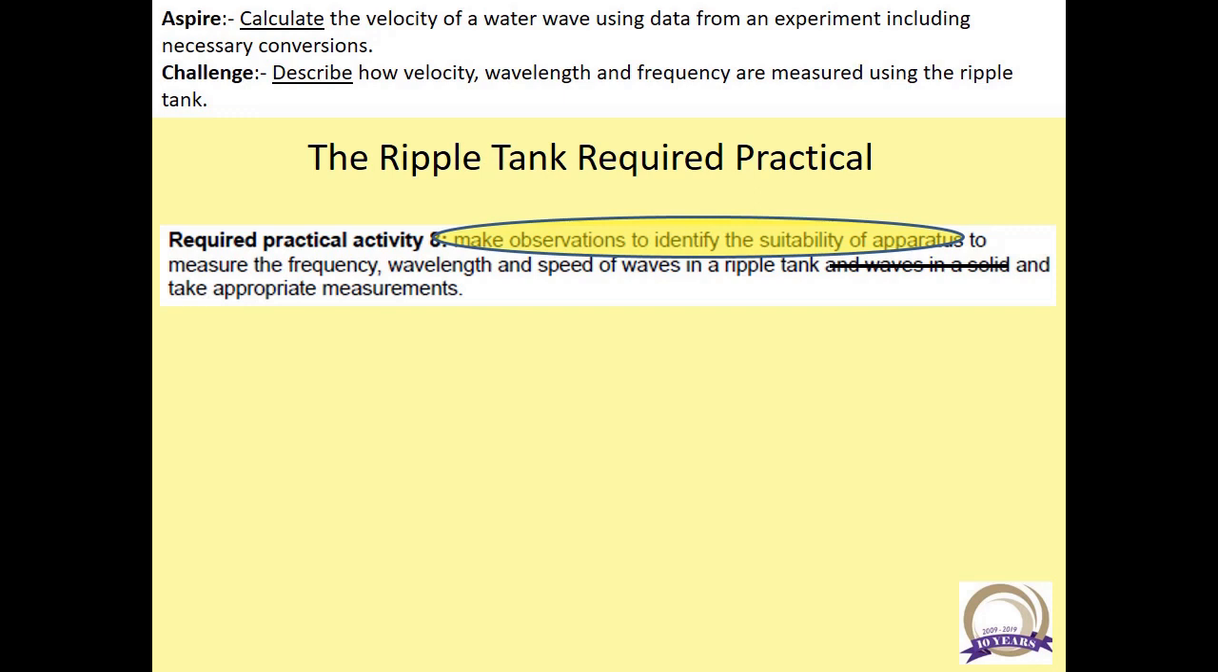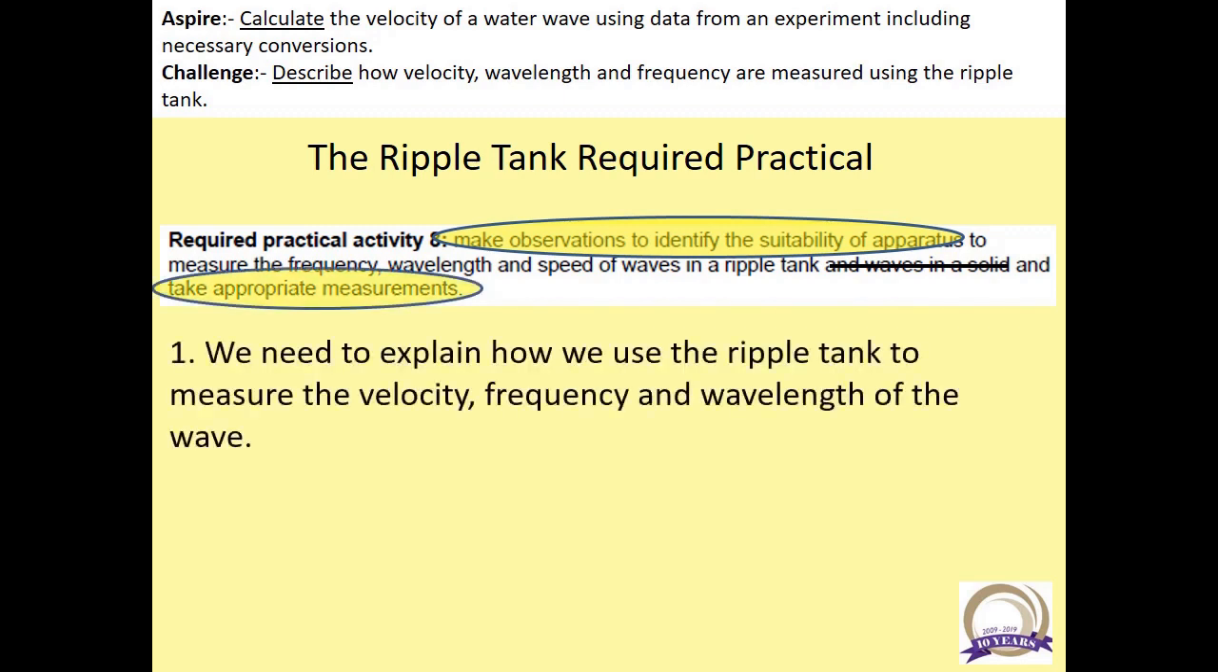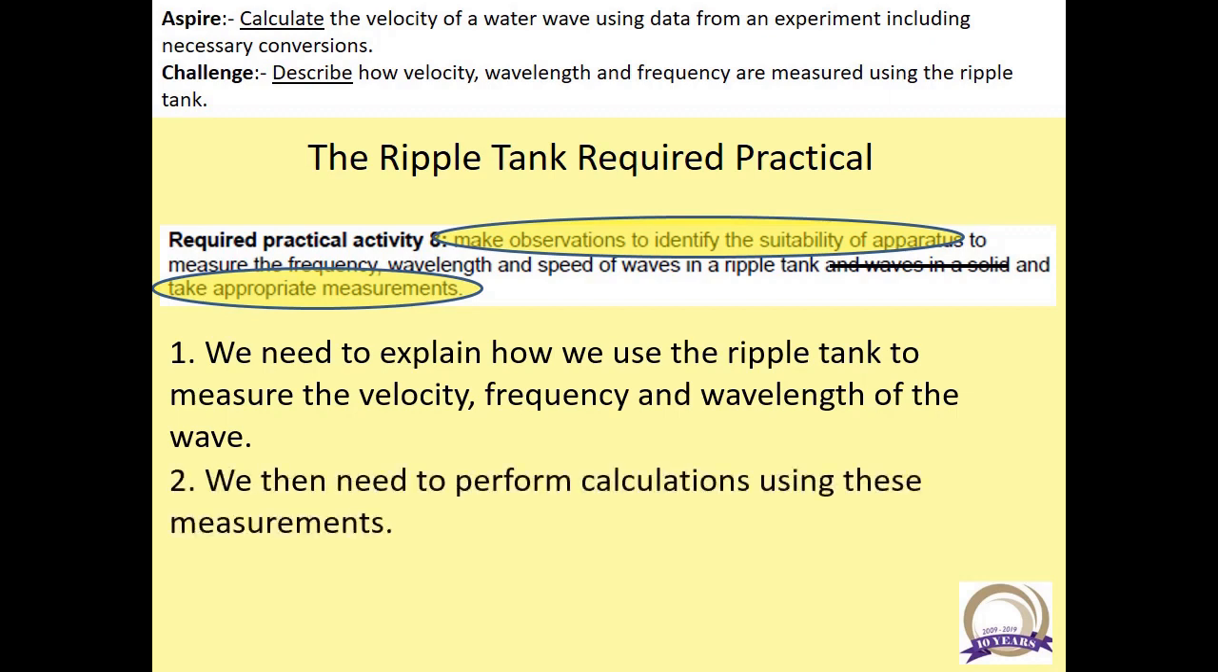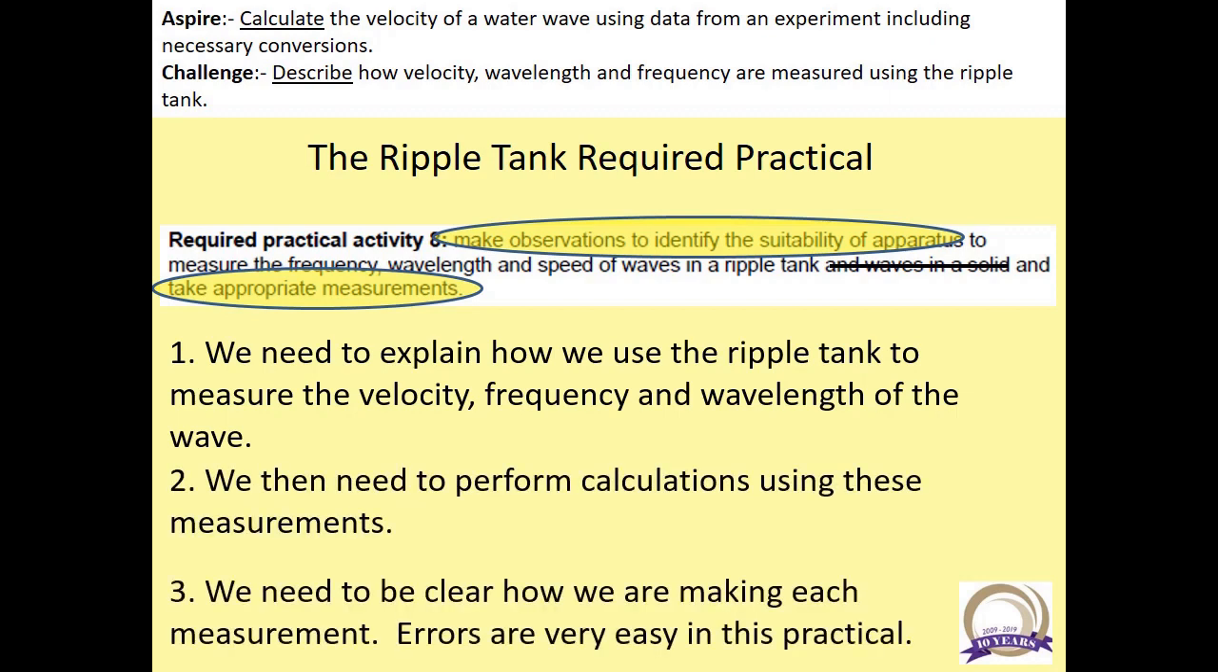We're going to take appropriate measurements. So the measurements that I'm going to show you how to make are frequency, wavelength and speed, and we're going to look at how we do those using the ripple tank. So we're going to use the ripple tank to measure velocity, frequency and wavelength, and then we're going to do some calculations with those. Need to be clear how we're making each measurement. Errors are very easy, and you'll see there's one measurement in particular that I do struggle with a little bit in the video. So I'm going to play this.